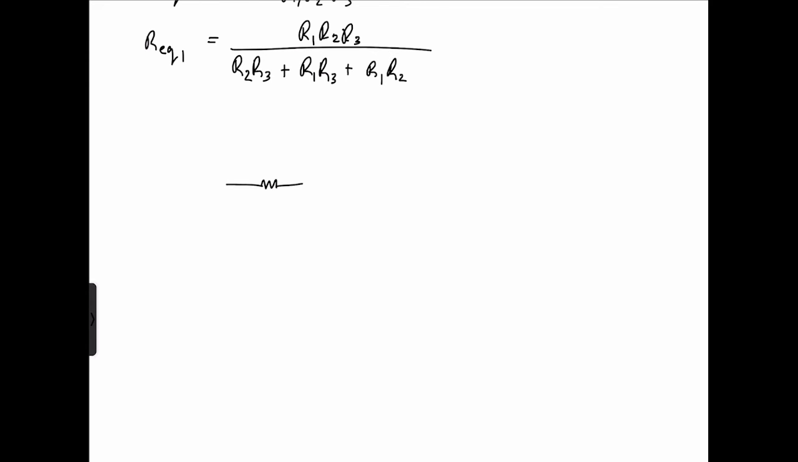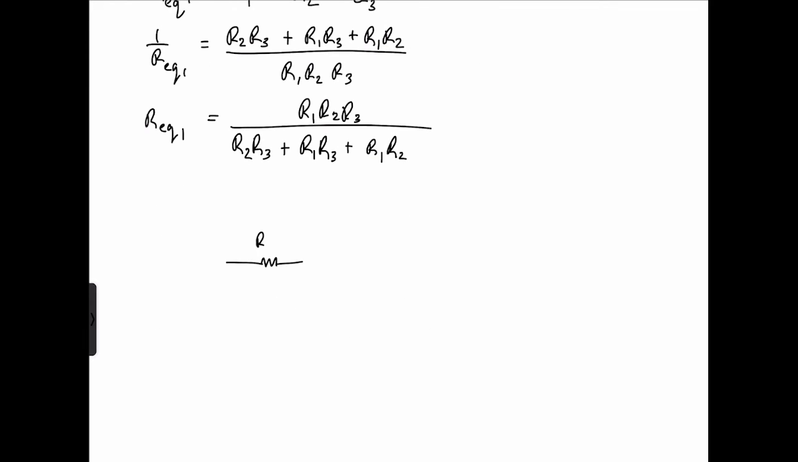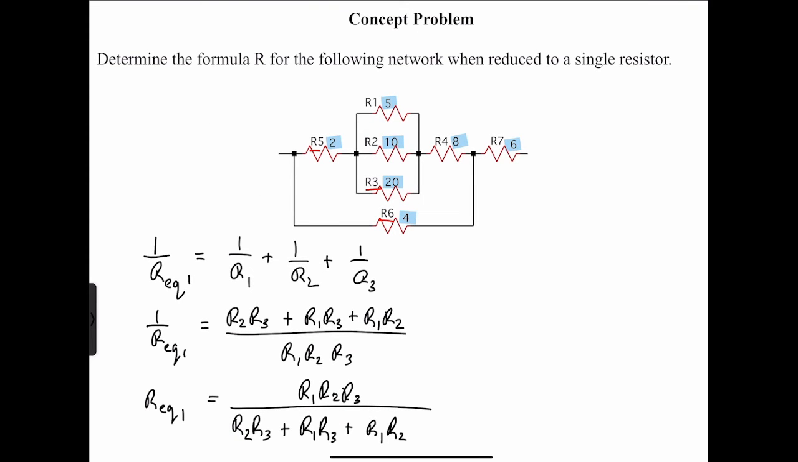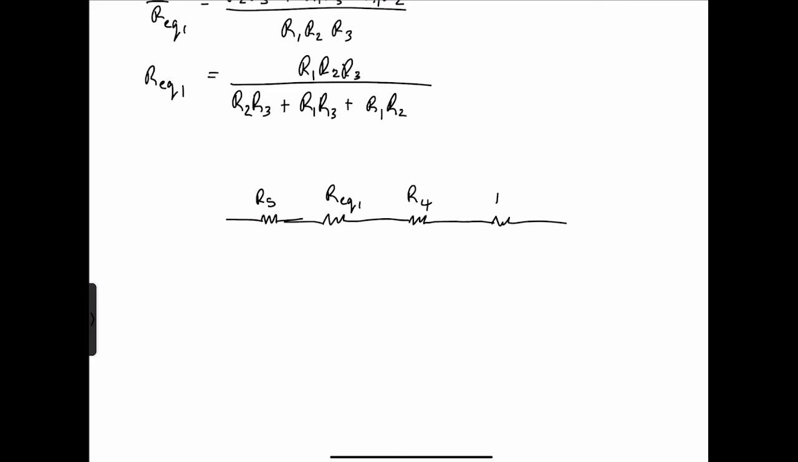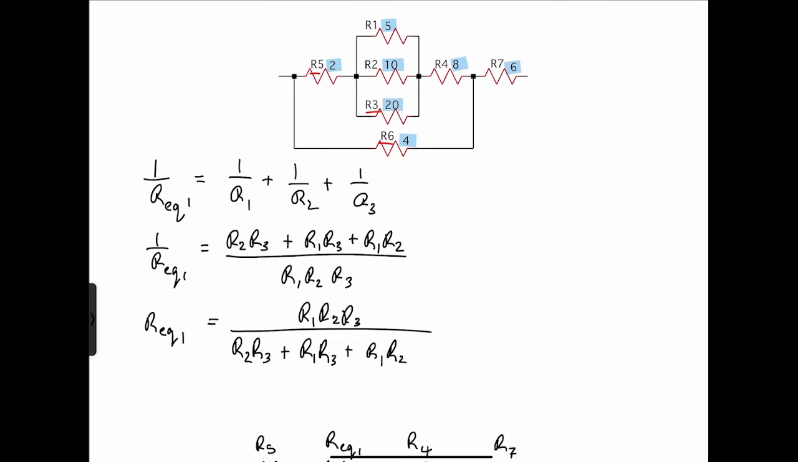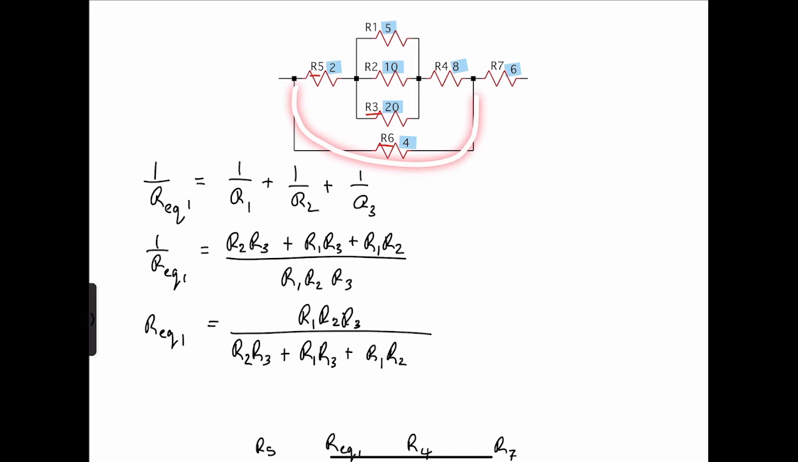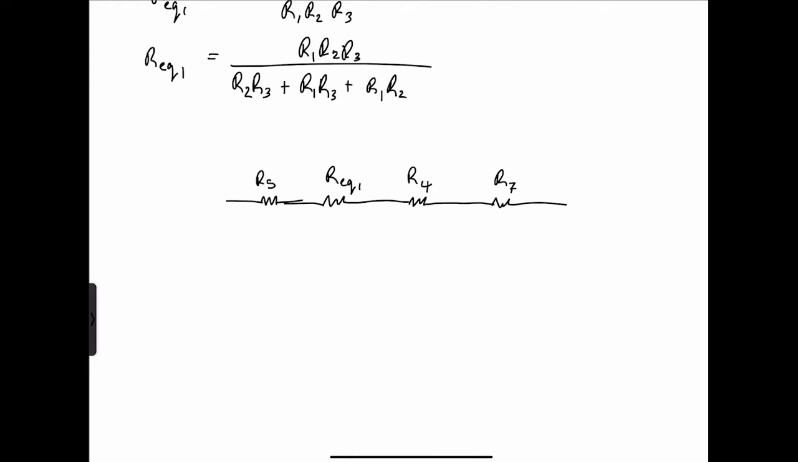So we have the first resistor, and that is R5. Then we have R equivalent 1. And we have R4. Then we have R7. And then we have R6. So R6 terminates between R4 and R7 and before R5.